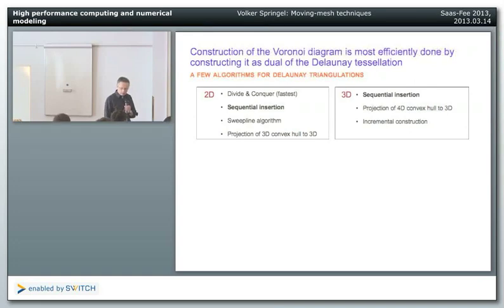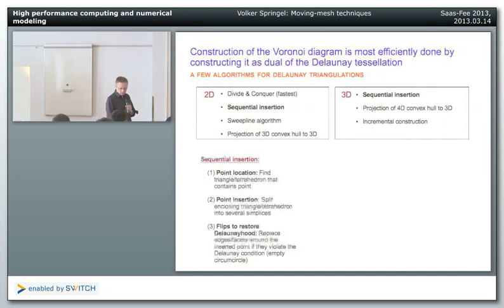In 3D, there are fewer. Sequential insertion stands out, and then again the projection of a 4D convex hull to 3D. This works in any dimension, but it's a very slow one. Incremental construction is also really hard. So what I will show you now is what we realized in this Arepo code, which is sequential insertion.